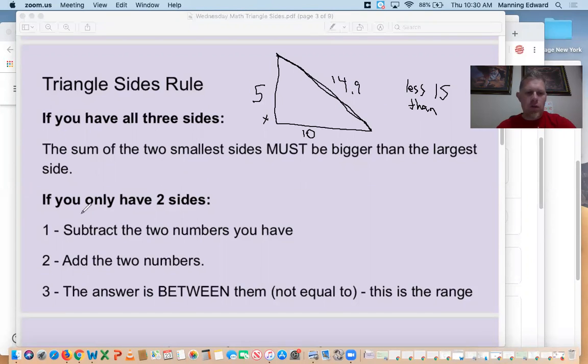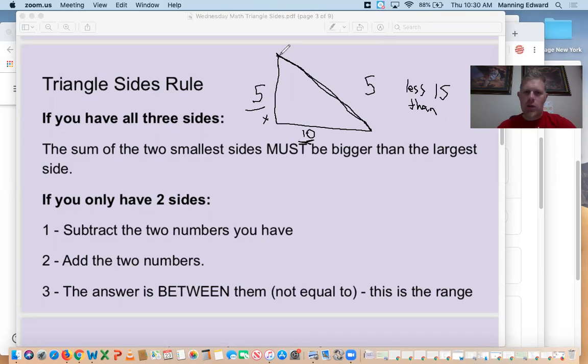Now let's see what happens if we only have 2 sides, which we do in this case. I don't know what the third one is yet, but I can subtract the 2 numbers I have. 10 minus 5 is 5. And then I add the 2 numbers: 5 plus 10 is 15. So the answer is going to be between them. This is the range.